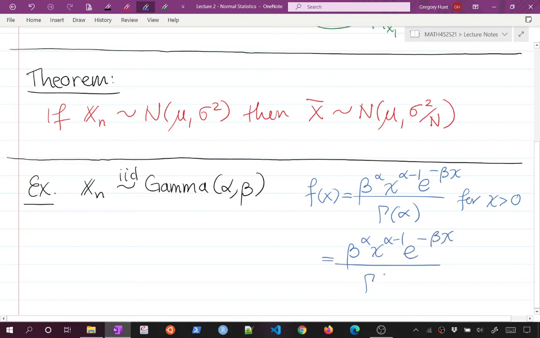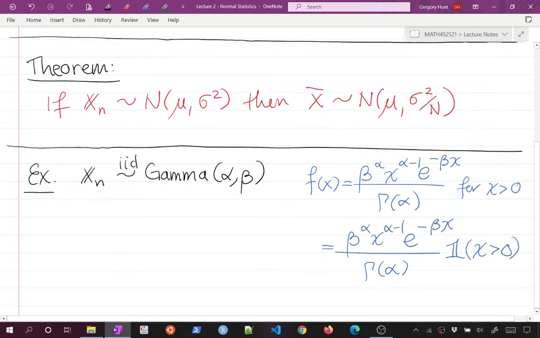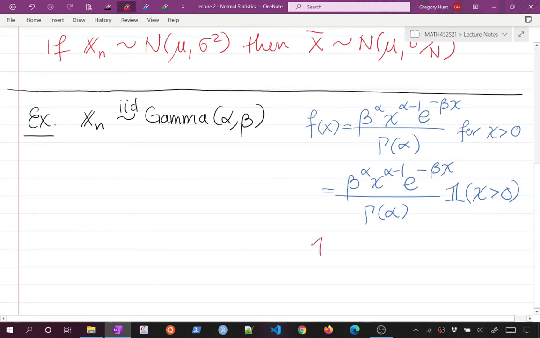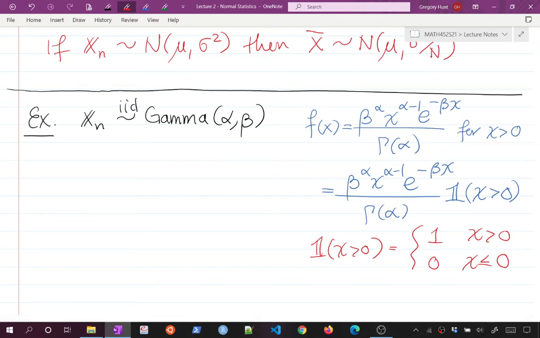I'm going to try and train you to write these with indicator functions. So I could multiply by the indicator that x is bigger than 0. It's indicator again. You'll get used to them. Indicator that x bigger than 0 is simply going to produce a 1 when x is bigger than 0 and 0 when x is less than or equal to 0. We'll see probably next lecture why these are very useful and they can help us. Basically, they can allow us to write it out all in one line. We don't have to write "for x bigger than 0." And this can be helpful in algebraic manipulations down the line.